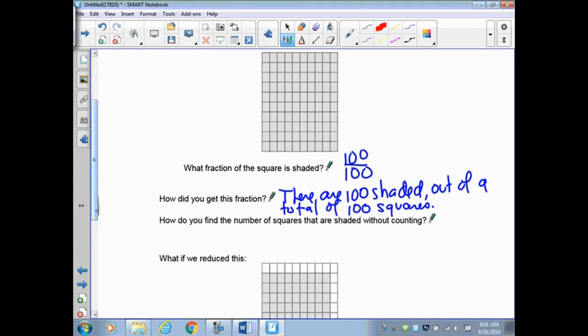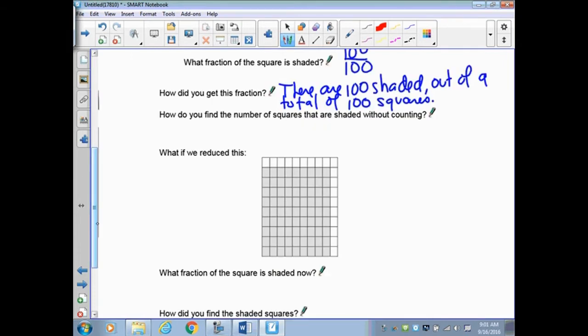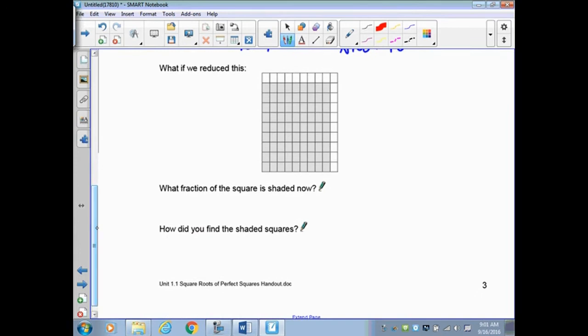So how do you find the number of squares that are shaded without counting? Well, to do that, you just have to, again, go back to the fact that 10 times 10 is equal to 100. Or if you wished, you can go back to the square root of 100 is equal to 10. Either way, that's how you can get to your side length without counting. Now, what if we reduce the size of our fraction? Now I don't have a 10 by 10. I have a 100 square, but the amount that is shaded is reduced.